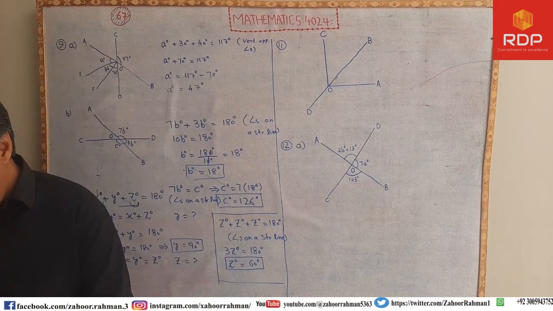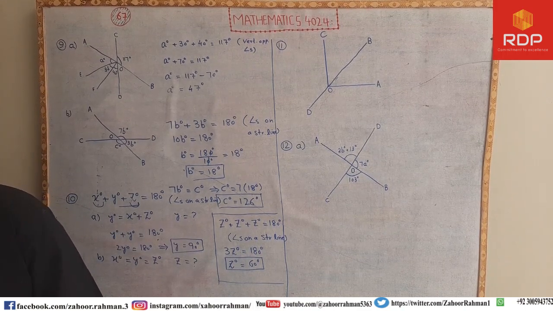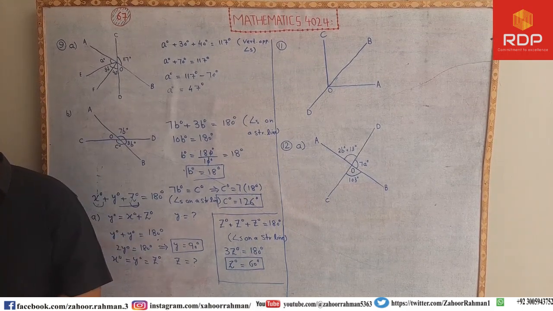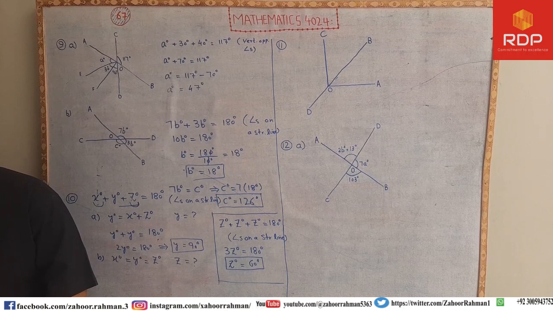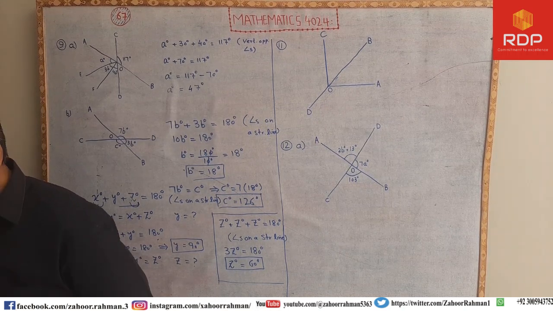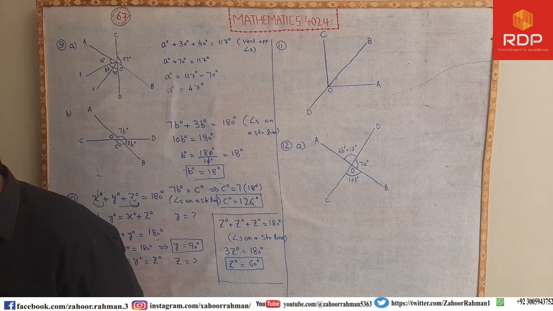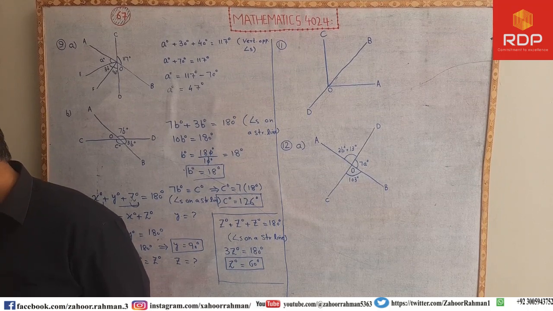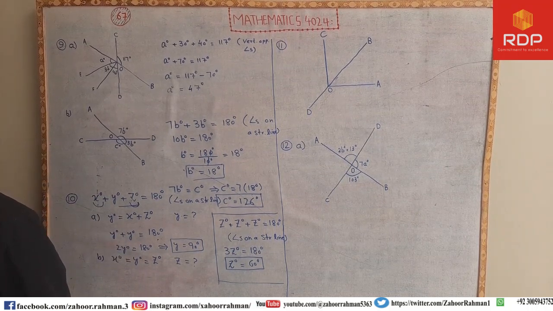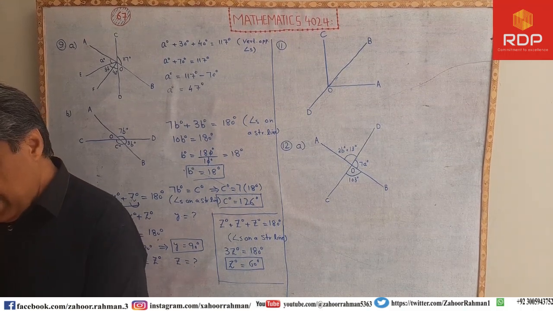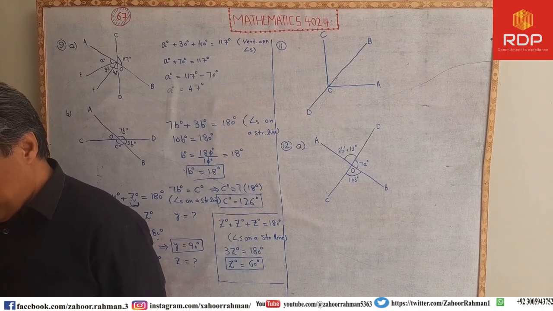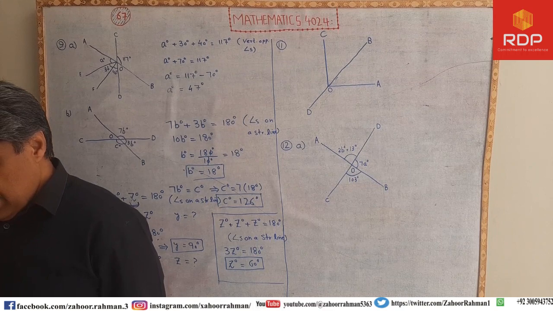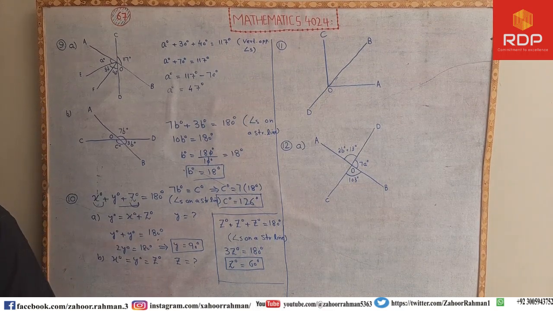What other information do we have? If BOC is twice of AOB, this is the second piece of information. Third one is saying COD is four times of AOB, and DOA is five times that of AOB. Find all the four angles.